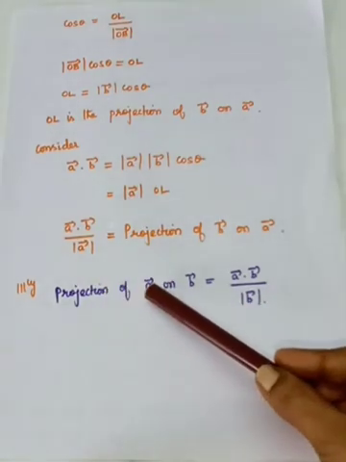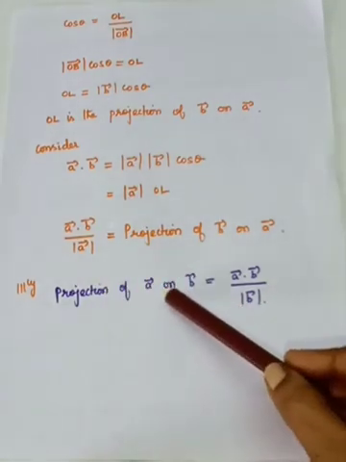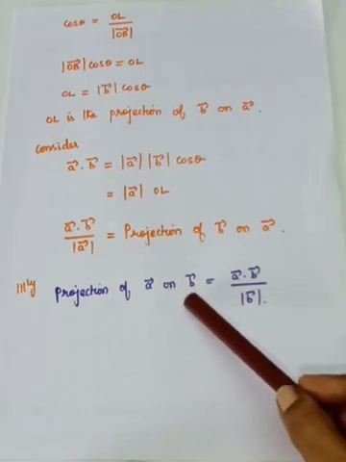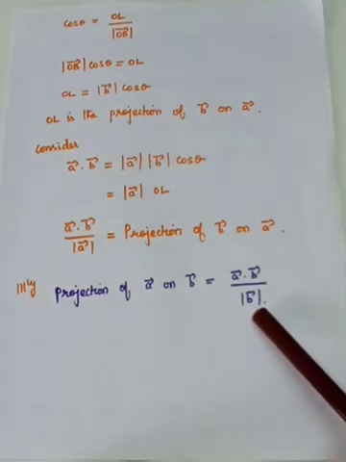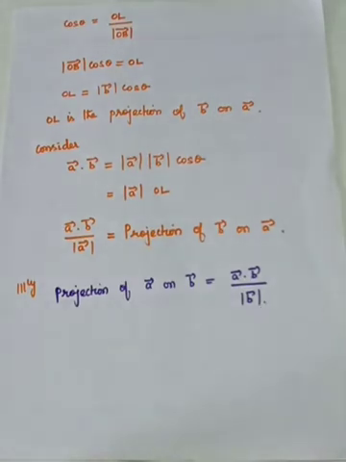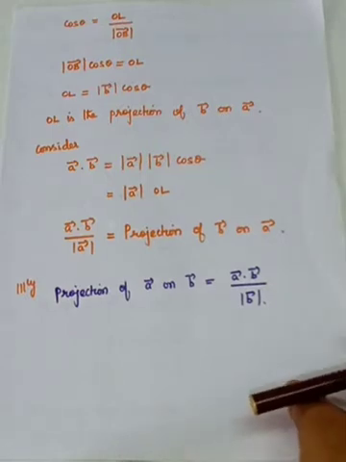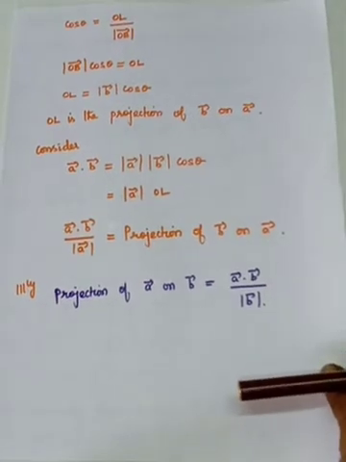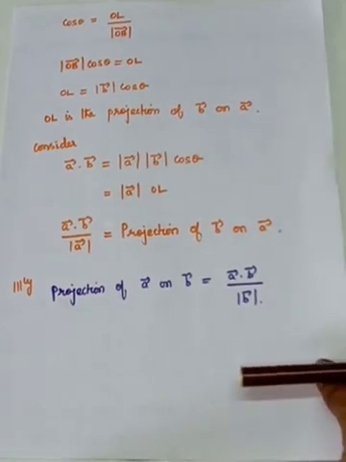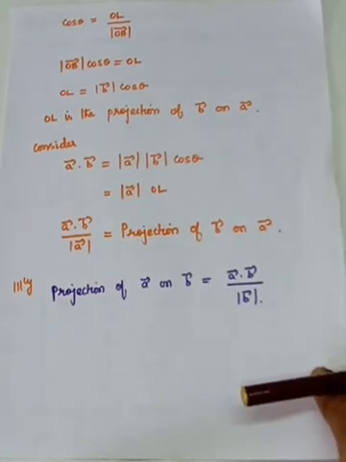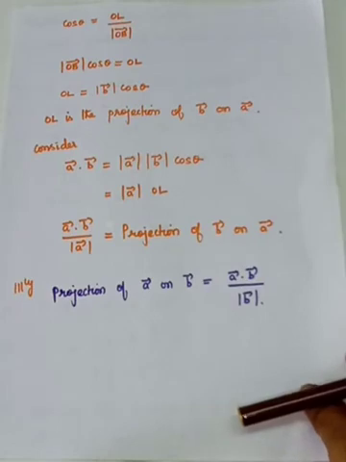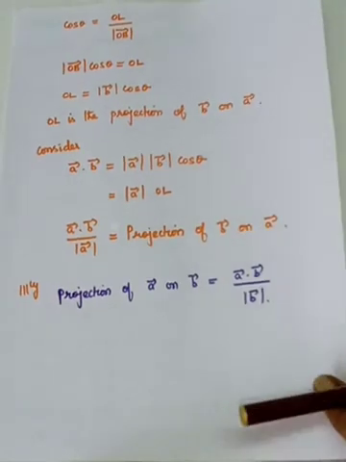Here, projection of A vector on B vector. After the word on, which vector comes? B vector. So the B vector is in the denominator. If you want to write the projection formula, projection of A vector on B vector is equal to A vector dot B vector divided by modulus of B vector. From the geometrical meaning of scalar product, we have found the formula: projection of A vector on B vector is A vector dot B vector divided by modulus of B vector.